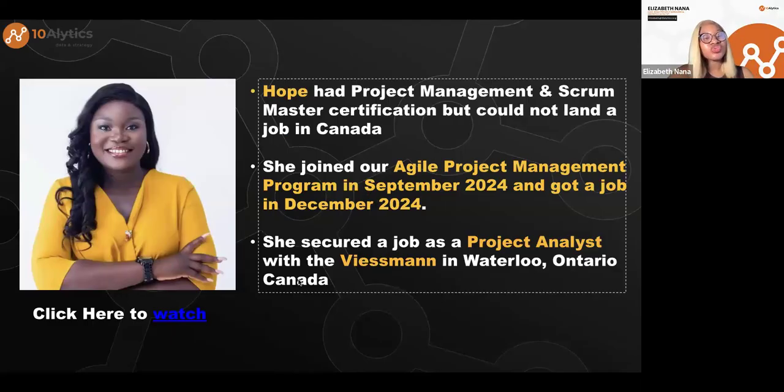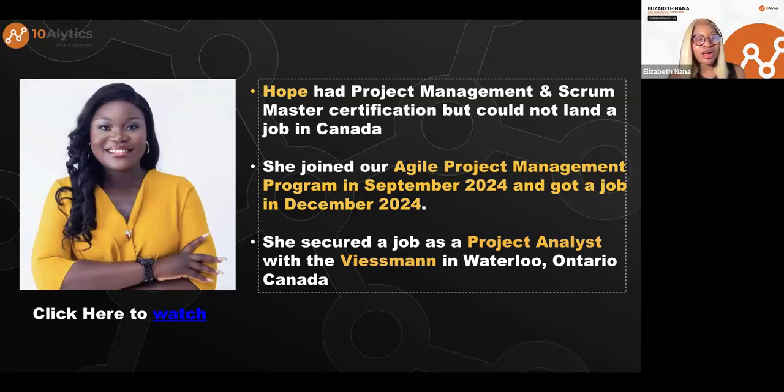Now let's take a look at the story of Hope, right? Hope was one of our students and she already had a project management certification. I just brought this here just because of the certification bits. She had a certification already, but she was not able to land a job in Canada. And she was wondering, I have this certification that a lot of people are looking for. Why can't I land a job? But she tried and tried and tried for so long and she was unable to land a job.